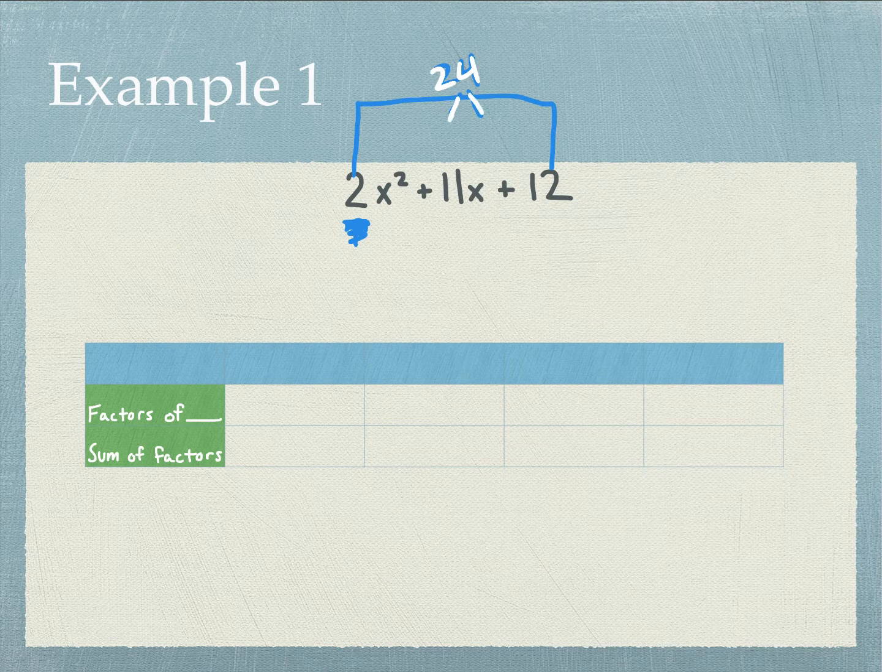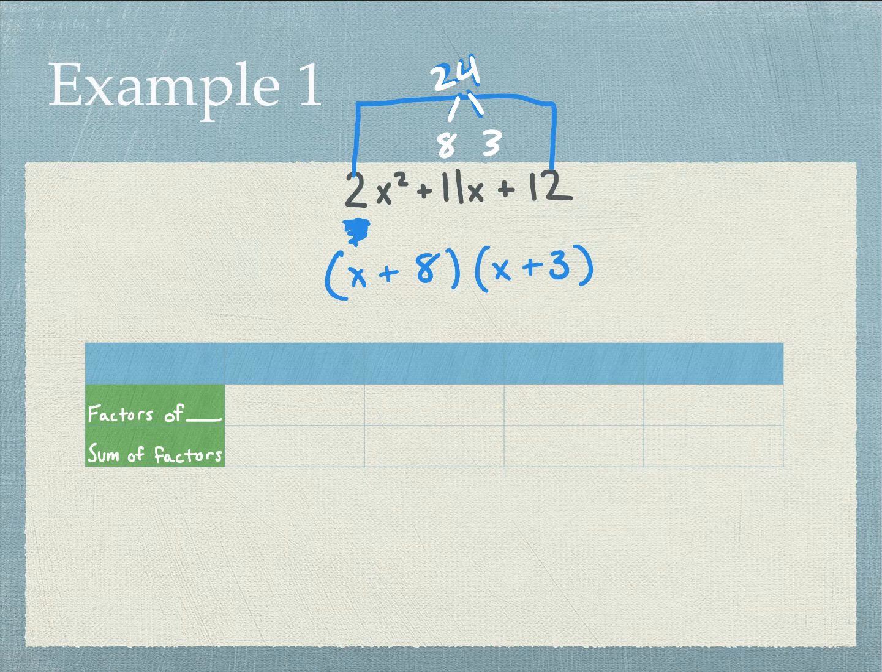So let's think, what are some factors of 24? We have 2 and 12, but that doesn't add to 11. What other factors of 24? 8 times 3. And what's 8 plus 3? 11. Perfect. So that works. So in my parentheses, I'm going to do the same thing I did before. I have x plus 8 and x plus 3.